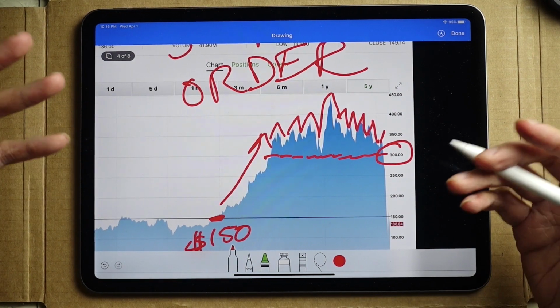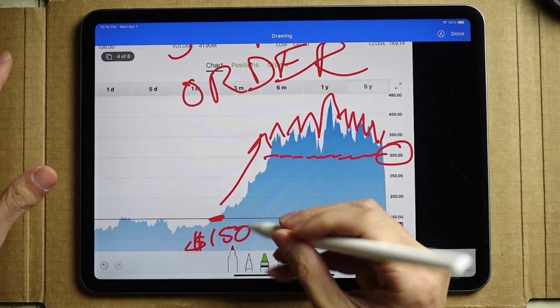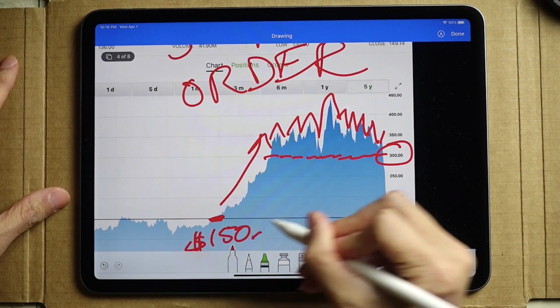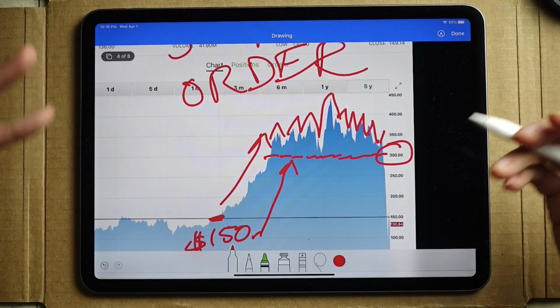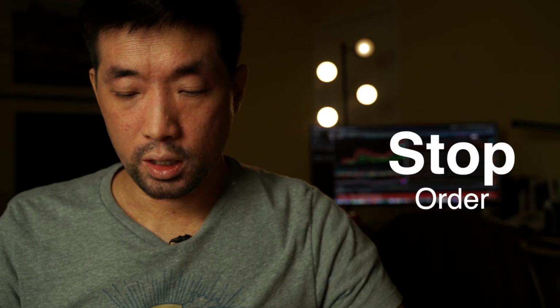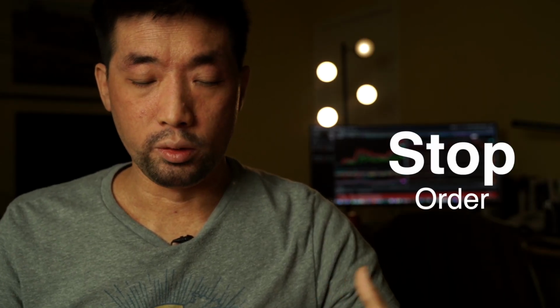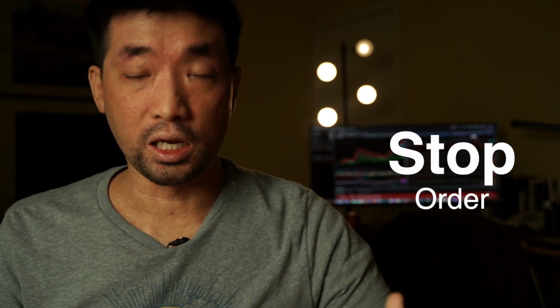It wouldn't go lower, so you would be able to protect all the profits that you made from when you bought it from $150 all the way up to $300. You would be able to protect those profits. So that's what a stop order does. A stop order will only trigger if the stock falls below the price that you set.